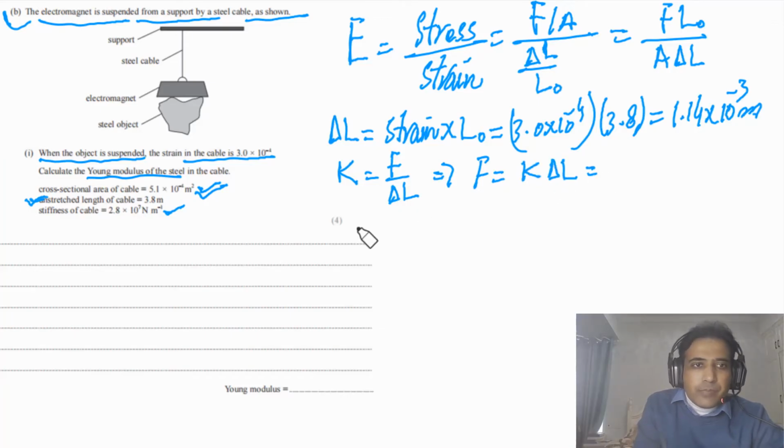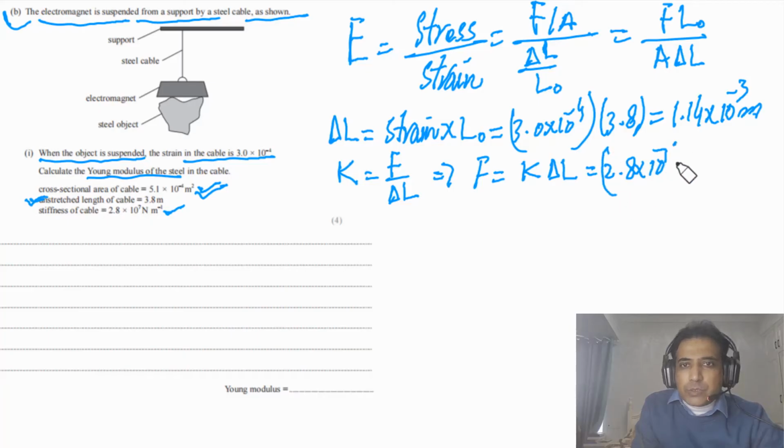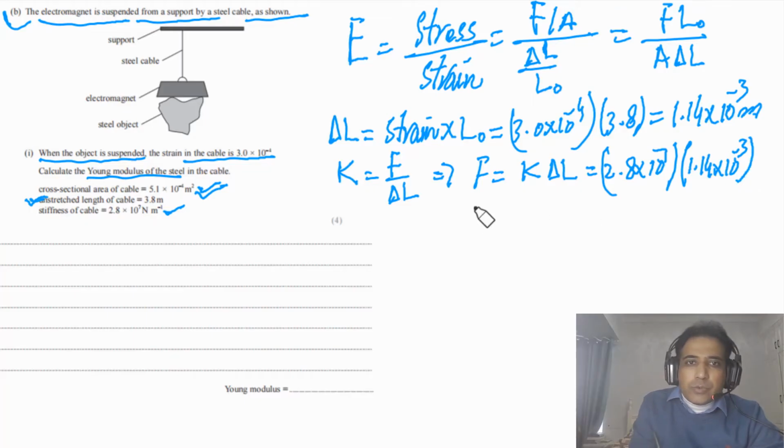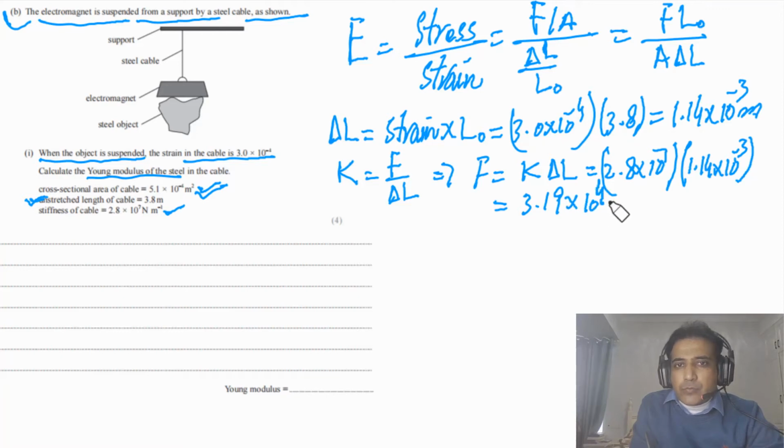So we have k, the stiffness constant, that is 2.8 times 10 to 7 newtons per meter, and the value of delta L we have just calculated, that is 1.14 times 10 to minus 3 meters. So if we solve this one, we will get force is equal to 3.19 times 10 to 4 newtons. So this is the value of force.